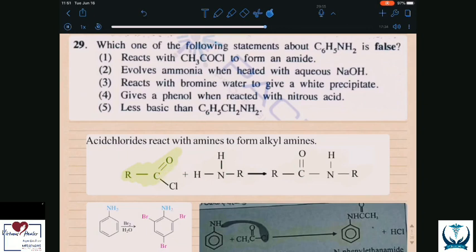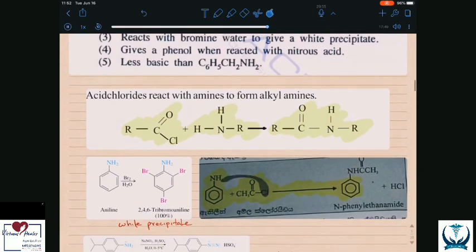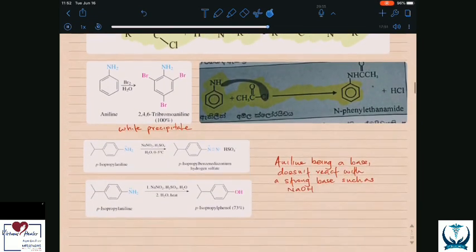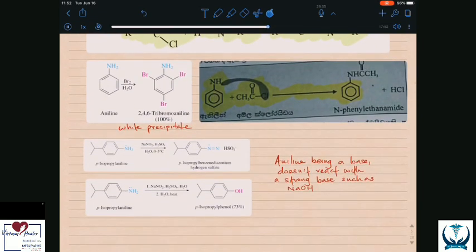Alkyl chlorides and amines react to form amides. Aniline reacts with alkyl chlorides in a similar manner, supported by the fact that aniline is an activating agent of the benzene ring. For this second statement, aniline being a base doesn't react with a strong base such as sodium hydroxide. Aniline reacting with bromine water forms tribromoaniline, which is a white precipitate.